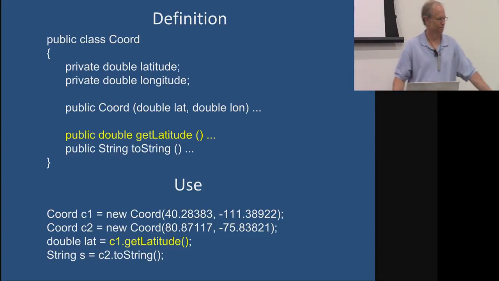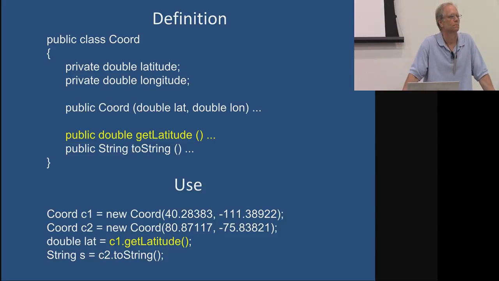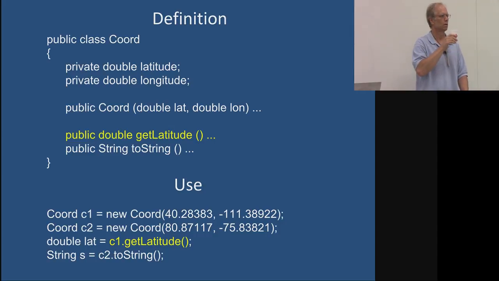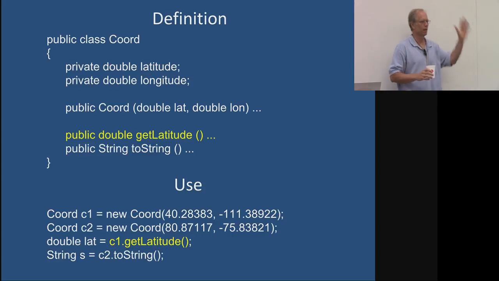Yeah? Do static method calls also have a this variable? No, with statics, there's no this. The question was, do static methods also have access to this? And no. Because when you call a static method, you don't say object.staticMethod. You say Class.staticMethod. So there is no this for a static method. If you use this inside a static method, you get a compiler error.